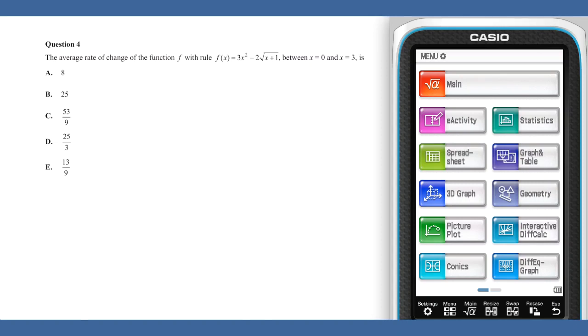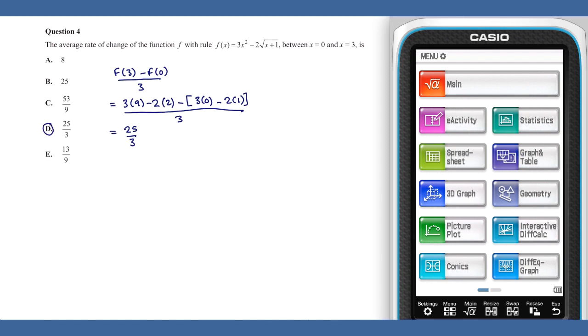Question 4 asks for the average rate of change of this function between 0 and 3, i.e. we have to calculate f of 3 minus f of 0, divided by 3. This will be equal to 3 by 9 minus 2 by the square root of 4, which is 2, minus f of 0, which is 3 by 0 minus 2 by 1, all over 3, which gives us 27 take 4 is 23, plus 2 is 25, divided by 3, which gives us the answer D.